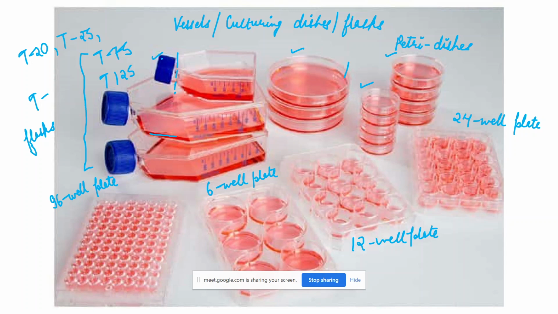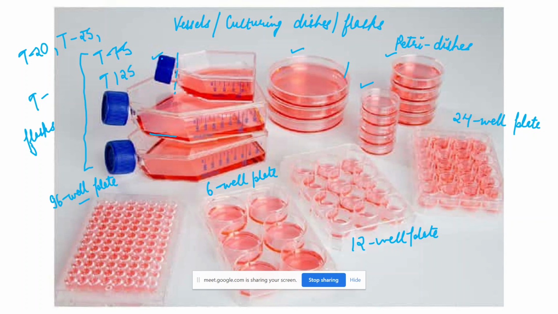However, for ease of passaging cells, for ease of transfection and other things like that, these petri dishes are favored over T flasks. So T flasks are usually used when we have to maintain and culture cells for a long passage of time. And then there are different kinds of plates which you can see here, which are used in the laboratory. There's 96 well plate, 6 well plate, 12 well plate, and 24 well plate. Now these are used according to the kind of assay that you are going to perform.